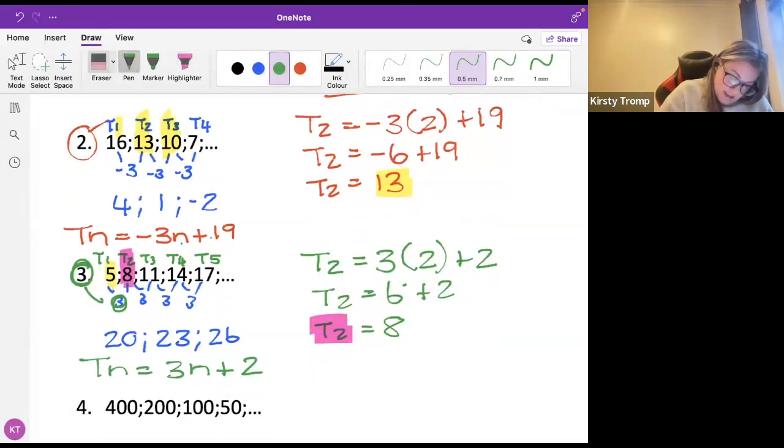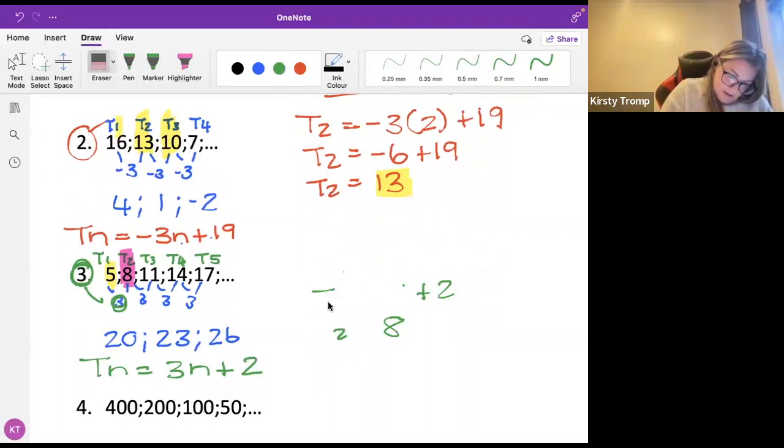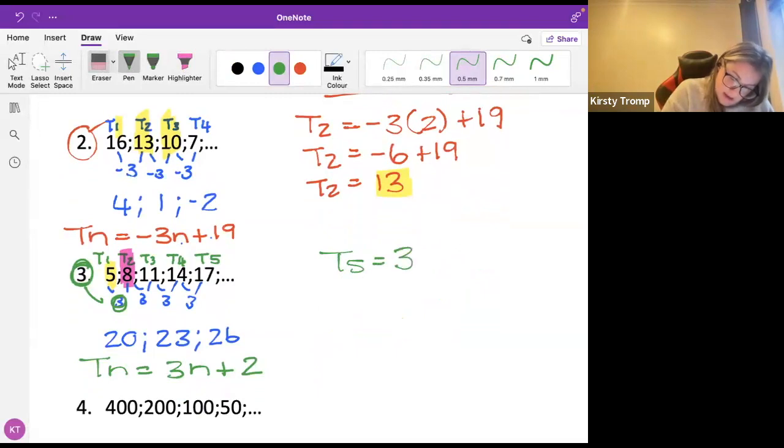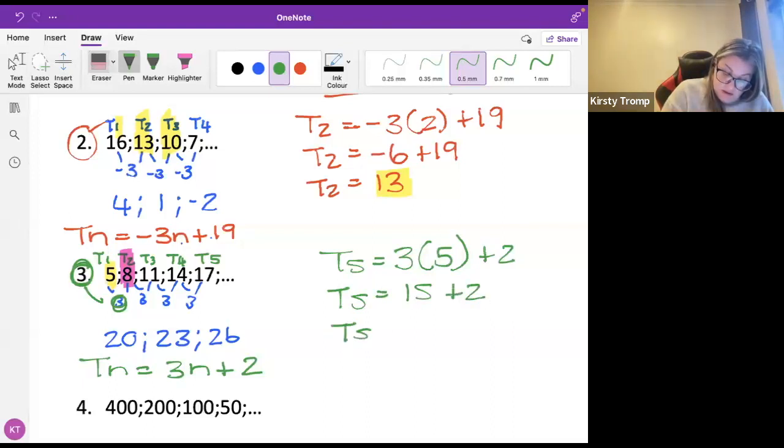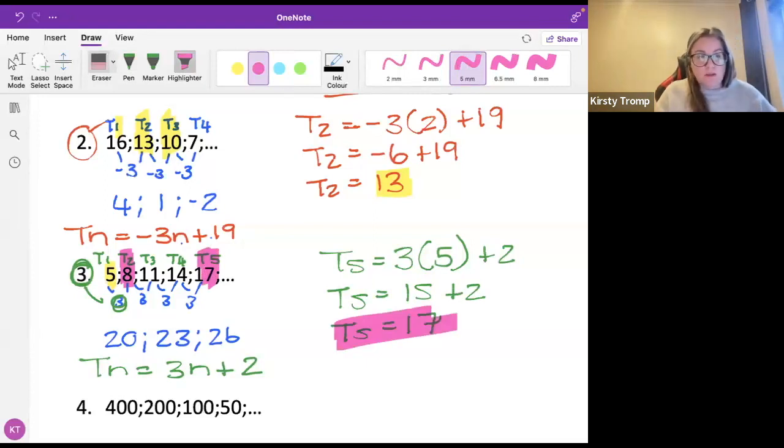Let's go try it now for T5. Let's go see if we can get T5 to work. So T5 is equal to 3, which is going to stay as 3. Instead of seeing n, I'm going to put a 5. So T5, 3 times 5 gives me 15 plus 2. So T5 gives me 17. Is T5 equal to 17? Yes, it is. Oh, it's beautiful, beautiful maths.